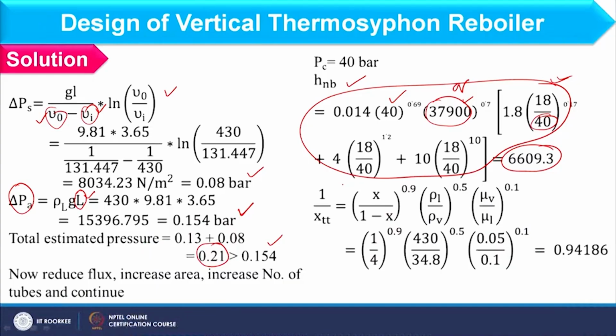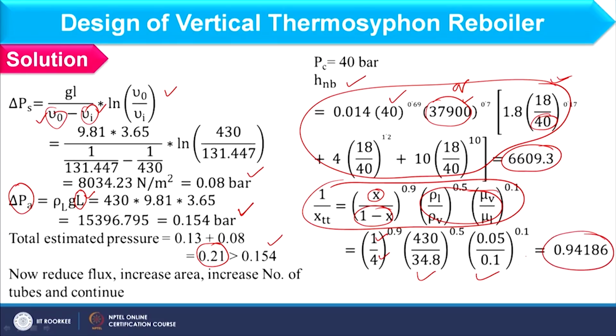Now, we have to find out the correction factor, and to get that correction factor we have to first find out 1 by Xtt value, that considers the two phase flow, right. So, the 1 by Xtt expression is given over here, where x is the vapor quality and 1 minus x is the liquid. So, it is basically 1 by 4, right, and here we have the properties of liquid as well as vapor. So, accordingly we can put the values and find out the 1 by Xtt value as 0.94.